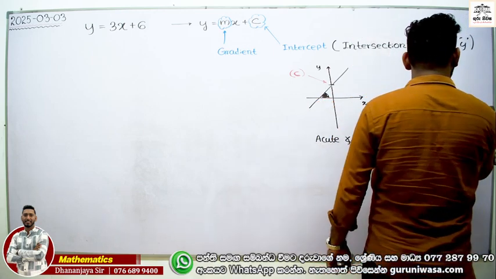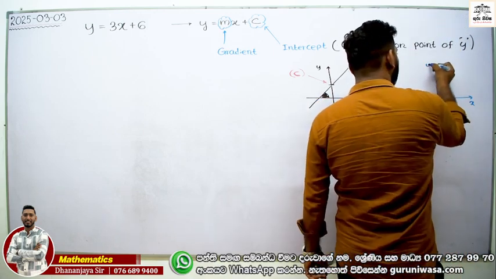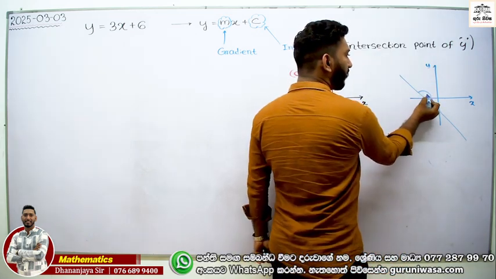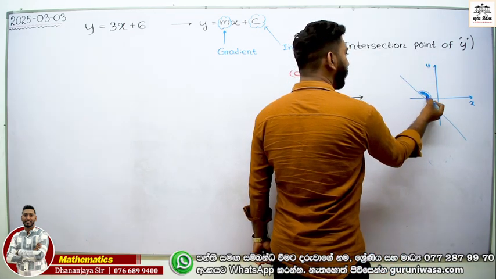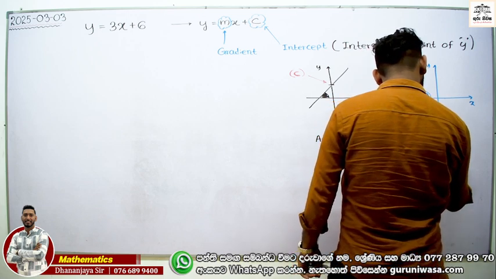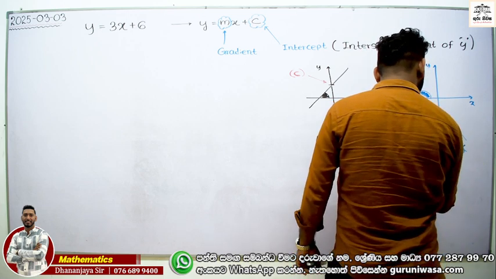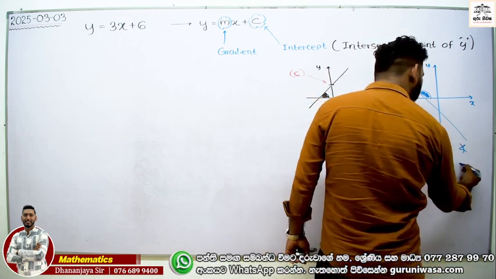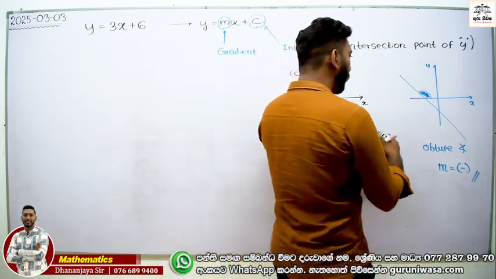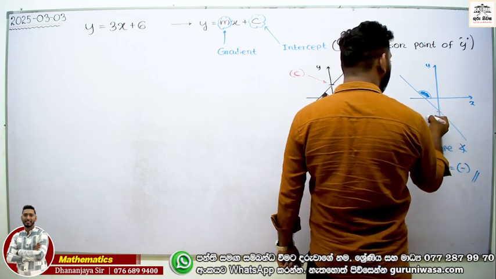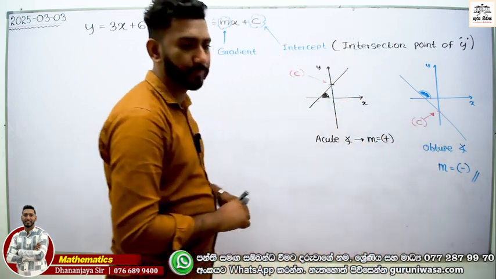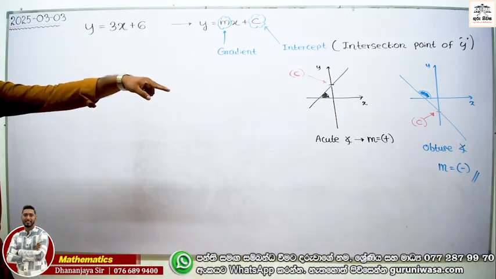Now look at this type. Look at the positive direction of the x-axis and the angle. The angle is obtuse. Obtuse angle, and that means the gradient is negative. And look at the intersection point of the y-axis here. This one is c, and this is the intercept.